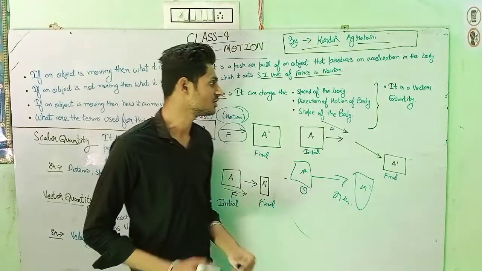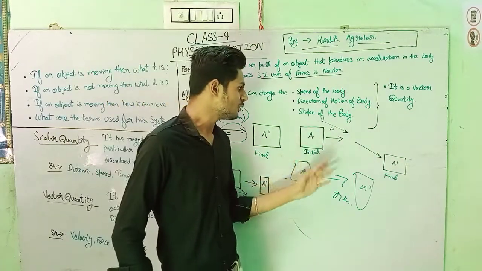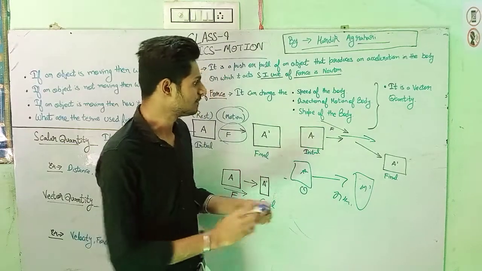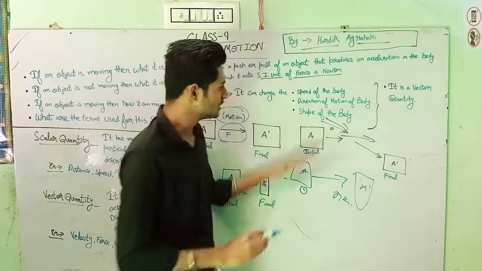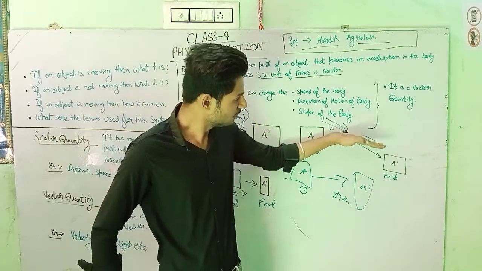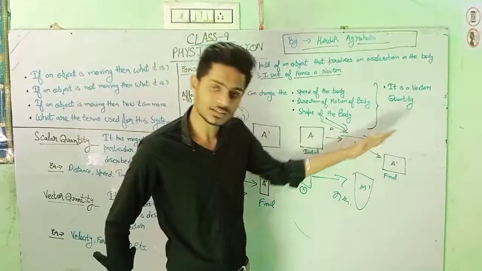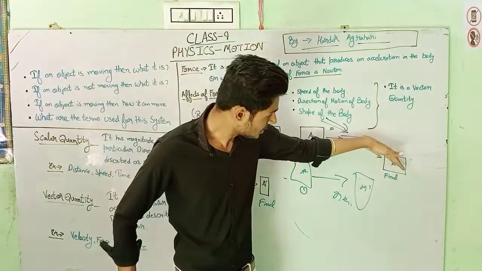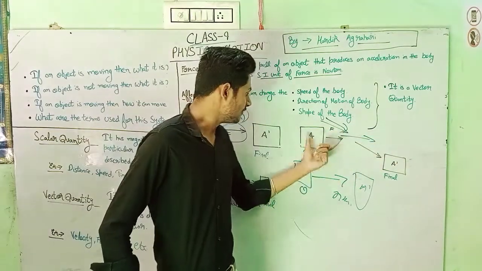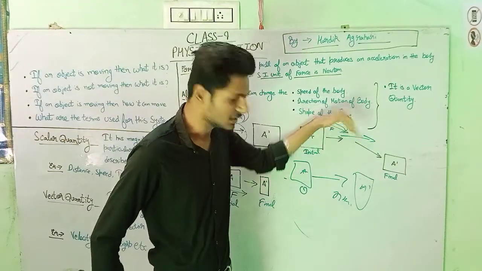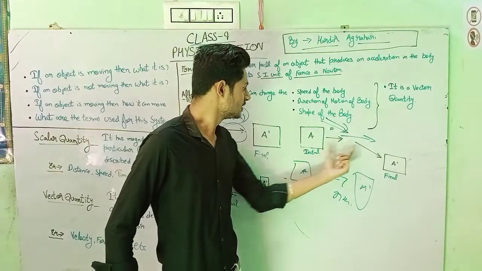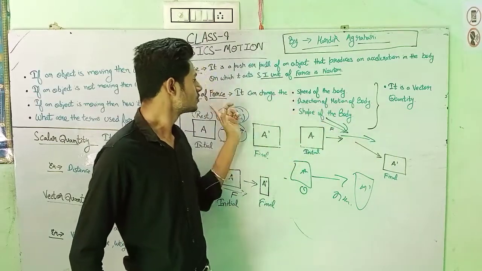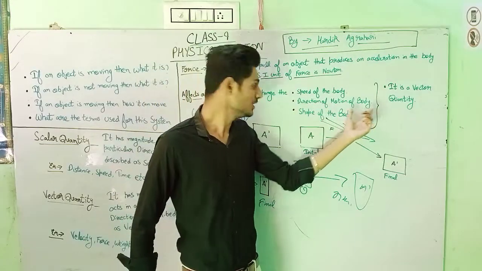Second, the direction of the motion of the body. Like if a car A was moving in this direction, and I applied force from this direction, then the car moved here. The direction of the car got inclined. So when I applied the force in a different direction, it went from this direction to this direction. So the force can change the direction of the body too.